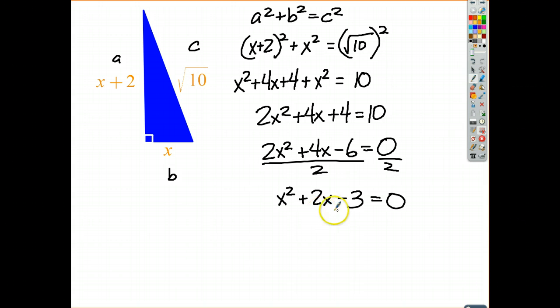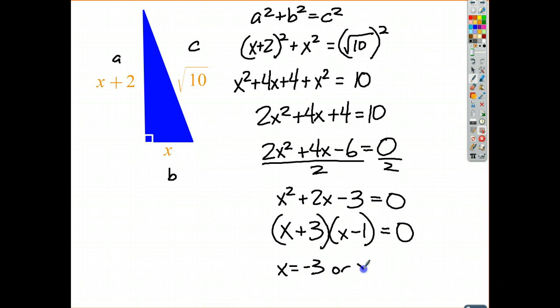Then I can look at what two factors of 3 subtract to get 2. It could be 3 and 1. So we can do x plus 3 and x minus 1 is equal to 0. So I'm going to get x is equal to negative 3 or x is equal to 1. Okay?